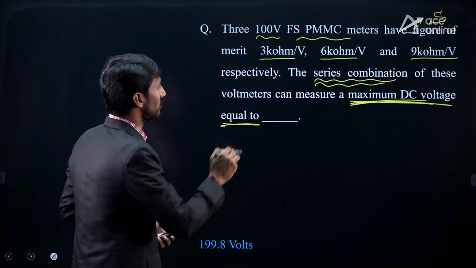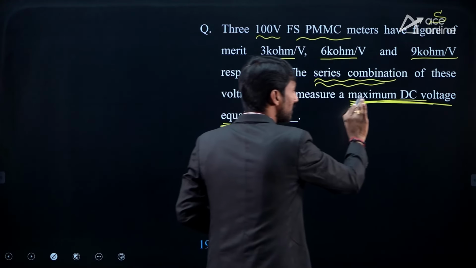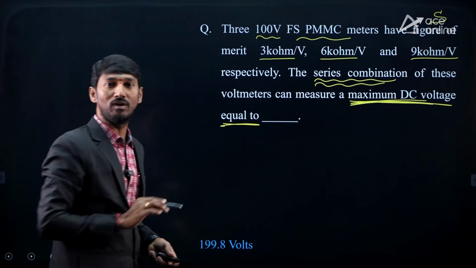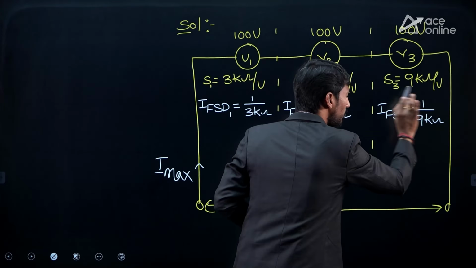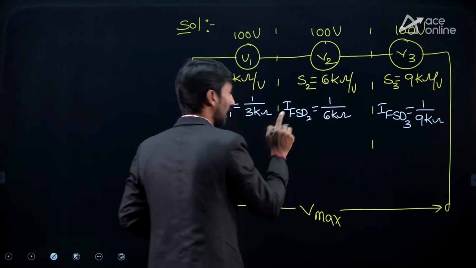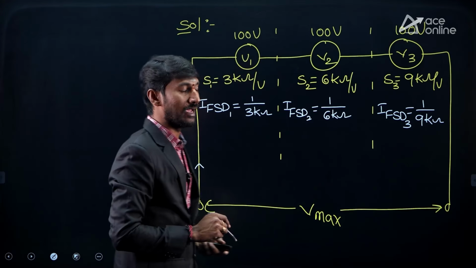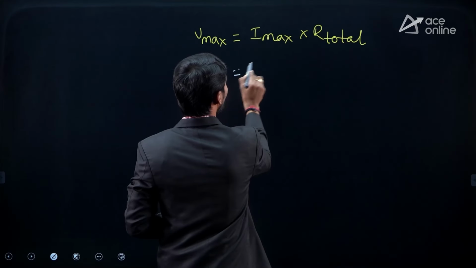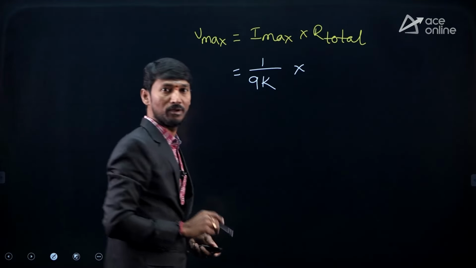That's why, see the question clearly. The series combination of the voltmeters can measure a maximum DC voltage equal to. So therefore, whatever the minimum full scale value is there, that itself is the maximum allowed current. So therefore, what is the value? 1 by 9 kilo. So therefore, I maximum is 1 by 9 kilo.